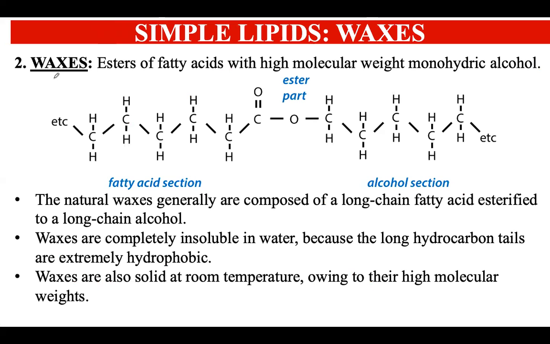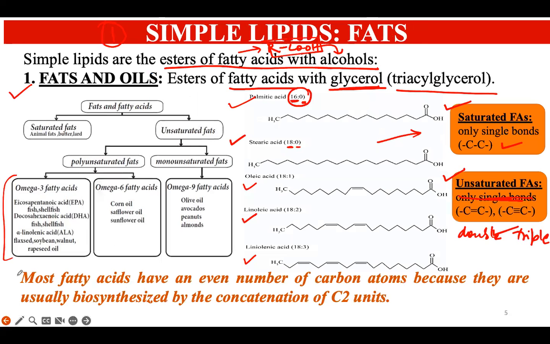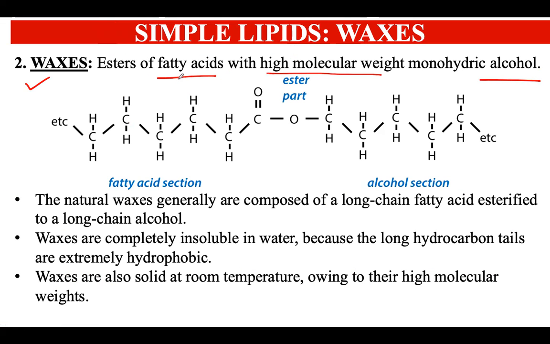Talking about the next category under the simple lipids, that is the waxes. We saw that waxes are basically the esters of long chain fatty acids with long chain alcohols. Therefore, the molecular weight of such waxes is quite high. The oils, the fats, and the waxes are all the same. The only difference is that in the case of the oils, the alcohol and the fatty acids were short in length, whereas in waxes, both of these components are longer. You can see here the fatty acid section, the alcohol section, and the ester formation between both of them.